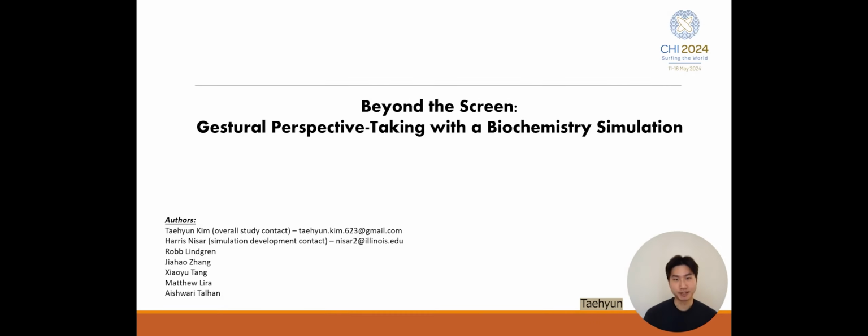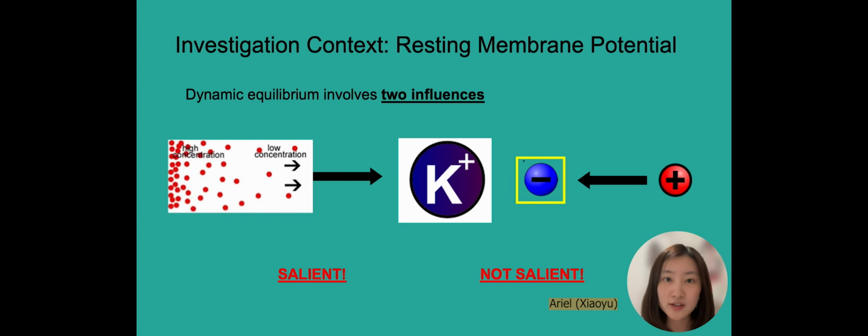There remains a gap in understanding the impact of gesture-based interactions between students and simulations on their interpretation of visualized scientific phenomena. Addressing this, our paper presents a user study conducted on a dynamic equilibrium visualization simulation developed for introductory college courses. Our investigation context is resting membrane potential.